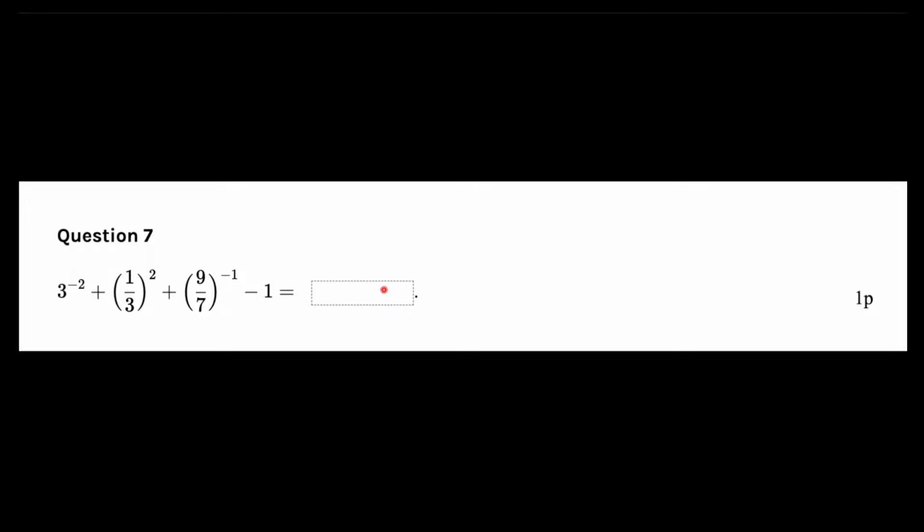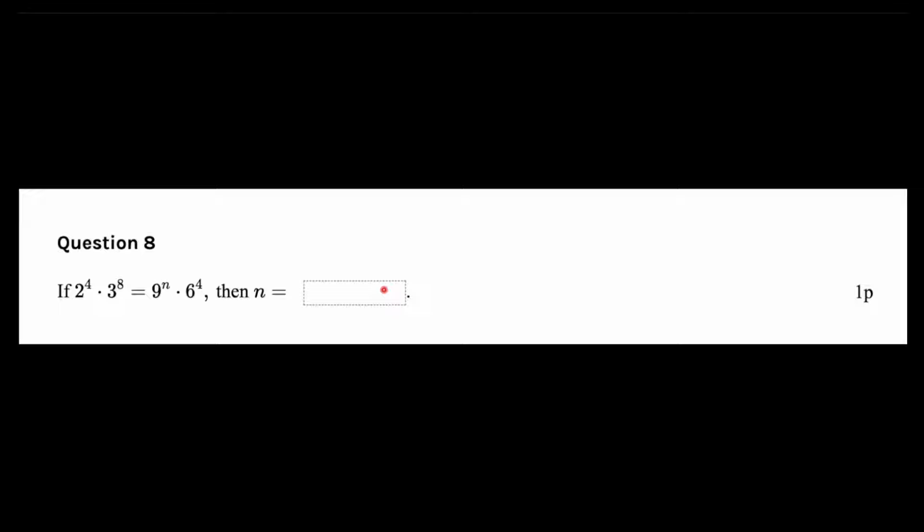Okay, so let us go to the next question. Questions 8, 9, and 10 are A-level questions. This equality is given to you: 2 to the 4th times 3 to the 8th equals 9 to the nth times 6 to the 4th. Then we are supposed to find the value of n.